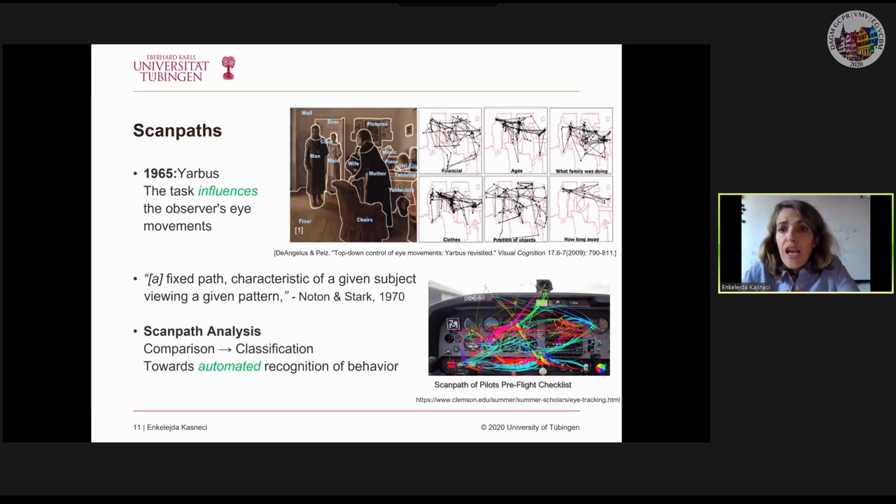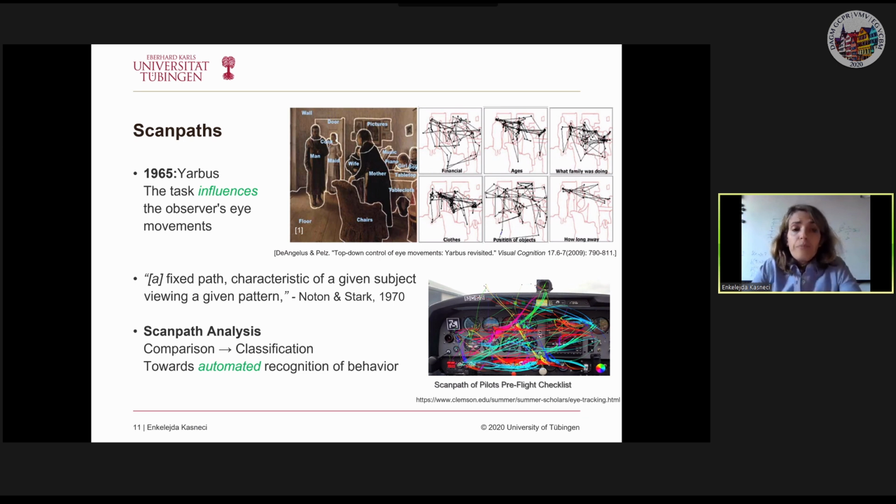Scanpath research has a long history, and it goes back to the work of Yarbus in 1965. In his pioneering work, Yarbus asked the participant to view a painting here.